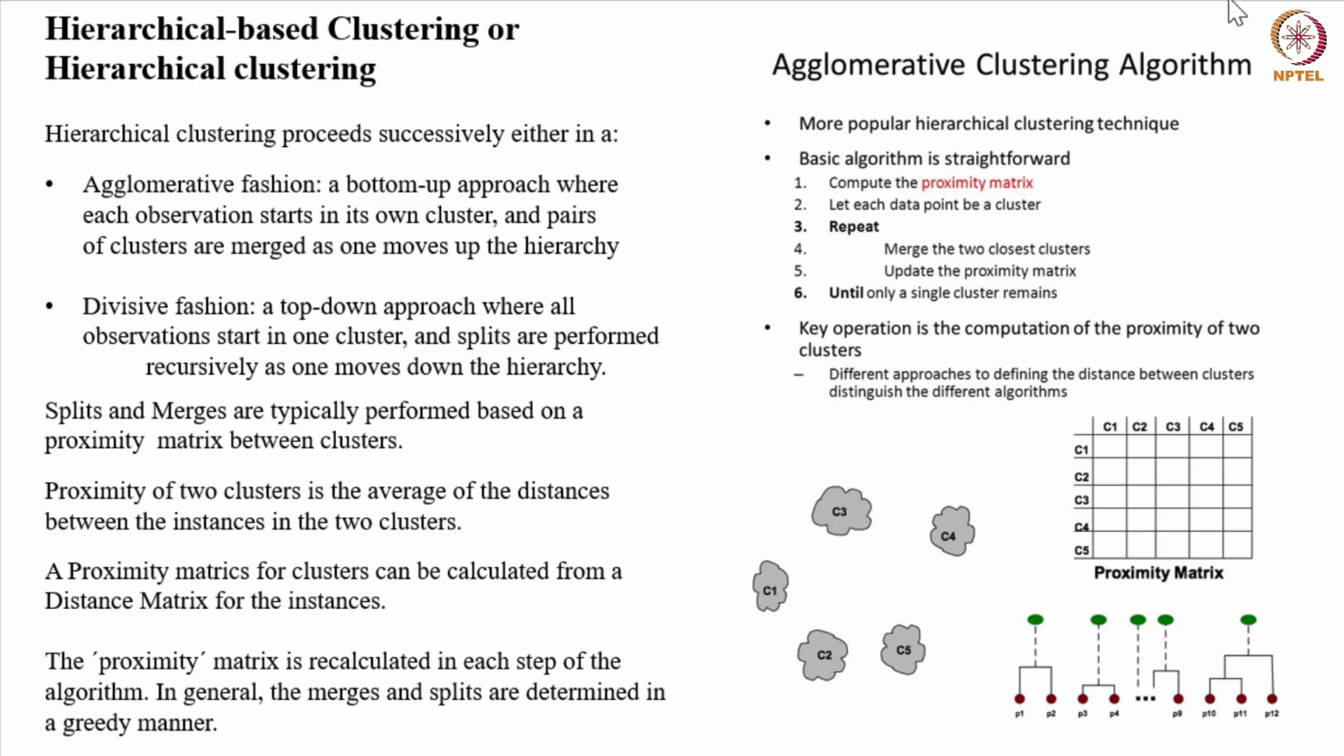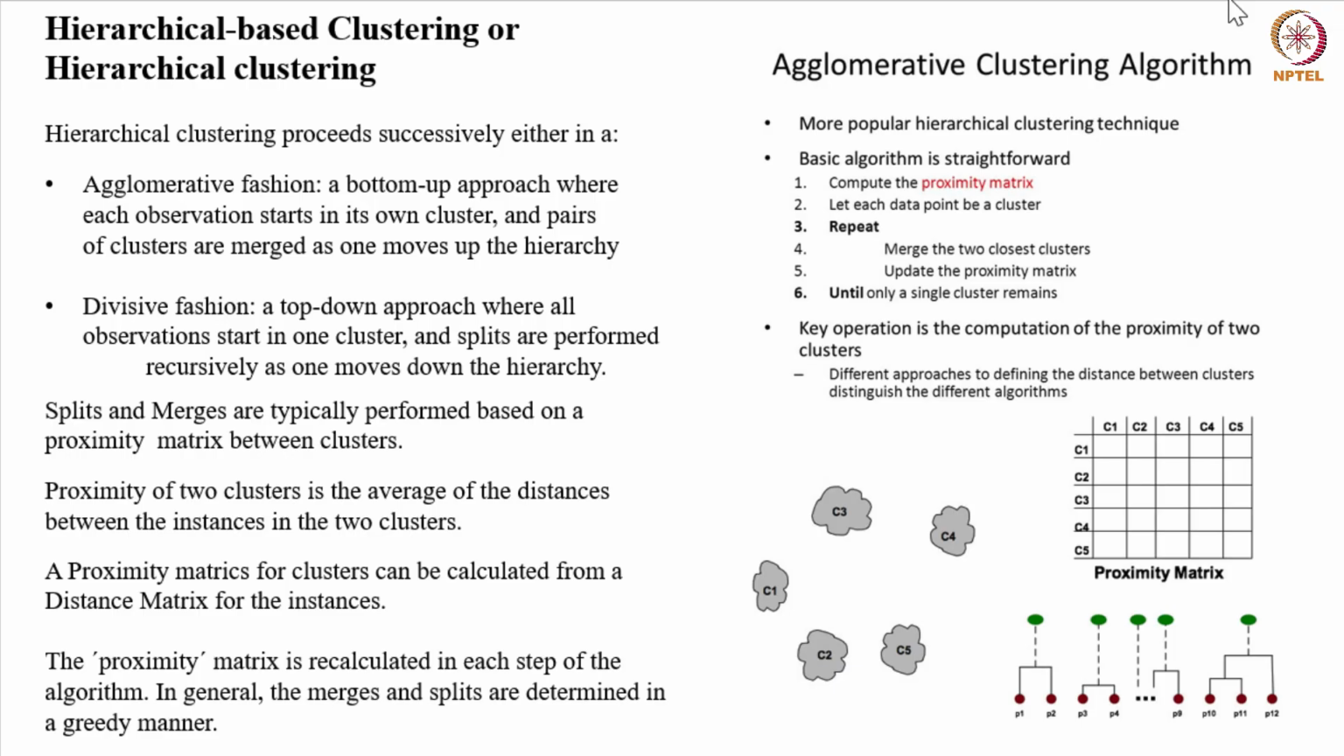This kind of clustering can proceed in two ways. Agglomerative fashion, which is a bottom-up approach, where each observation starts in its own cluster. So exactly in the beginning, you have as many clusters as you have instances. And then through the process, pairs of clusters are merged as one moves up the hierarchy. Divisive fashion, a top-down approach, where you start with all observations or instances in one cluster, and then you split that cluster recursively as you move down the hierarchy.